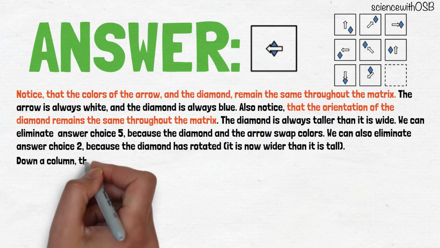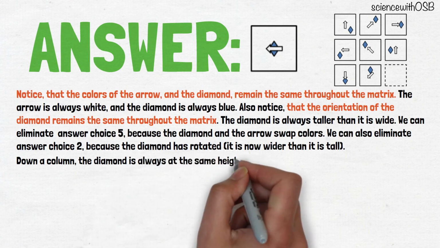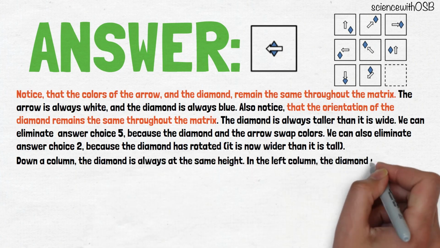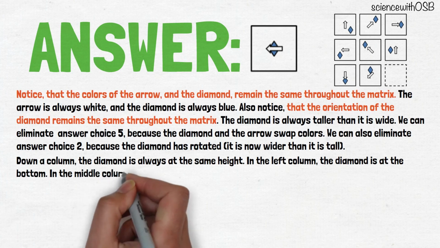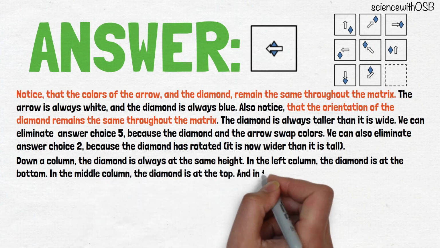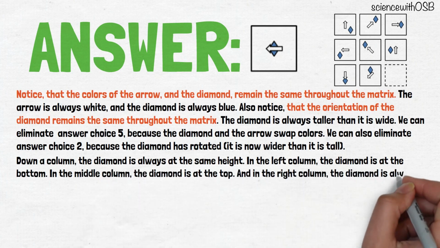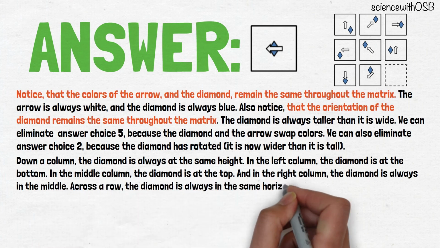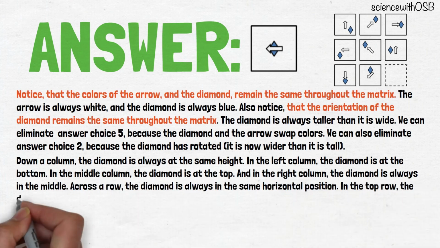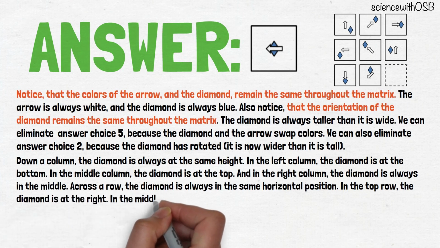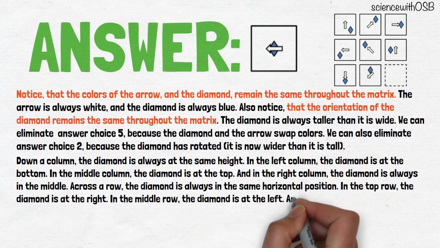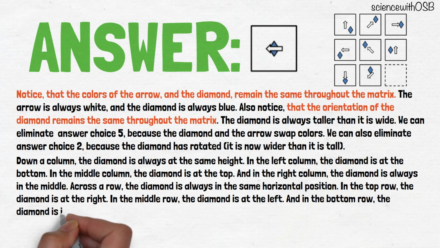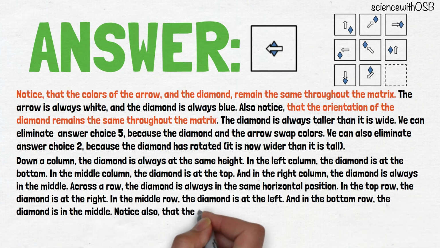Down a column, the diamond is always at the same height. In the left column, the diamond is at the bottom. In the middle column, the diamond is at the top. In the right, the diamond is always in the middle. Across a row, the diamond is in the same horizontal position. In the top row, it is at the right. In the middle row, it is at the left. And in the bottom row, the diamond is in the middle.